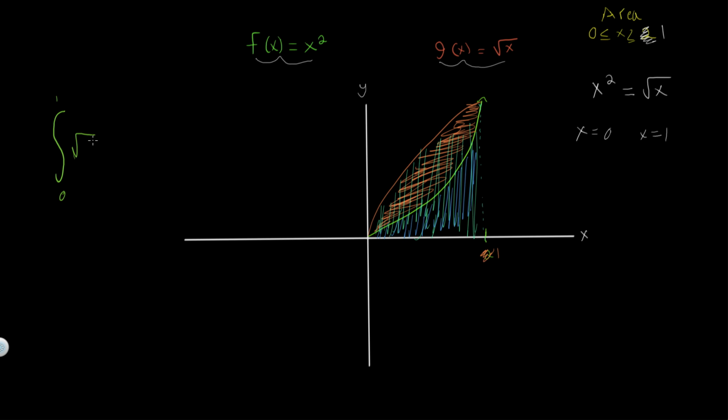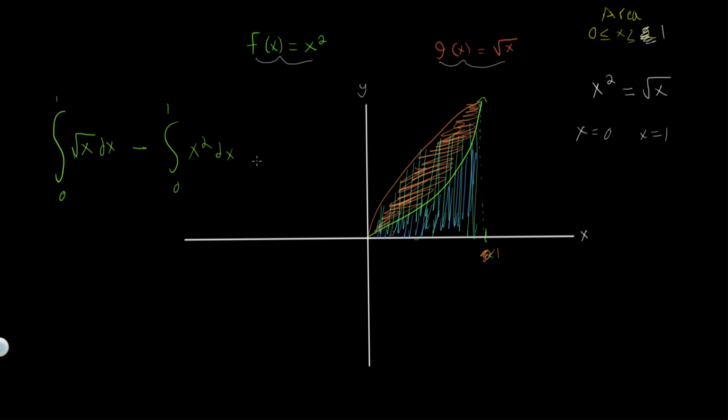So essentially in this case, what we want to do is take the integral from 0 to 1 of g of x, which is the square root of x dx, and then subtract the integral from 0 to 1 of x squared dx. So I would encourage you to pause the video here to think about exactly what I mean by this right here.